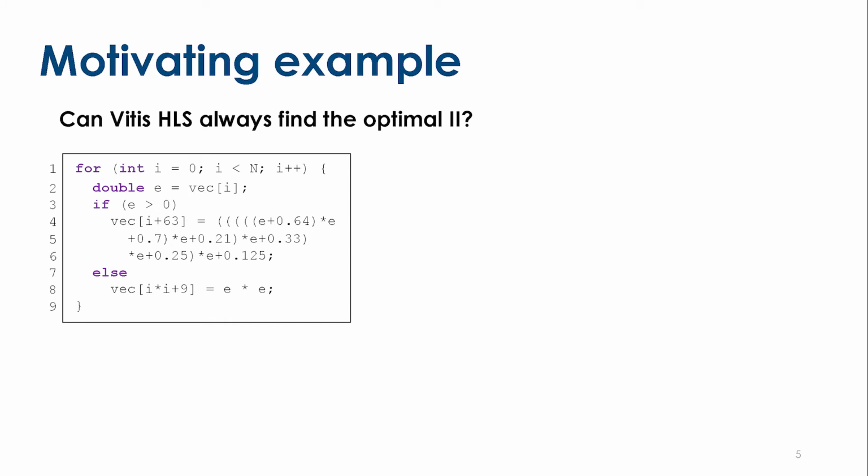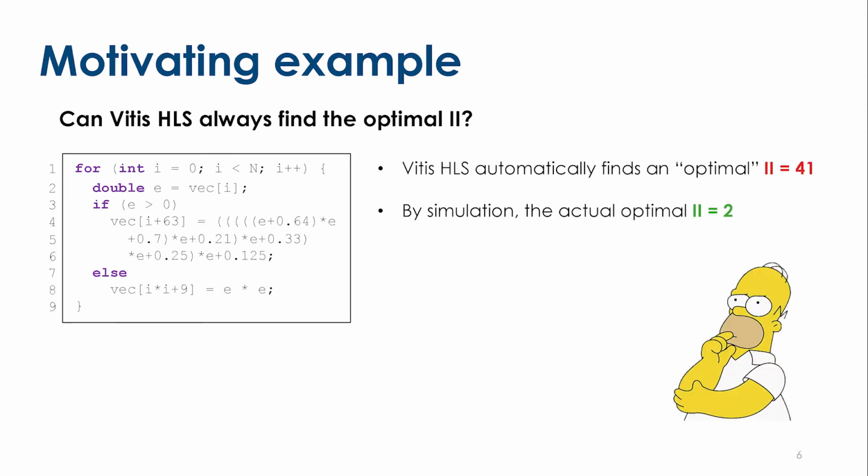Here we take Vitis HLS for example. The loop on the left that has an if condition is to be pipelined. The content of the code is not important, and I will explain it later. Interestingly, we found that when we try to pipeline the loop, the minimum II found by Vitis HLS is 41. However, if we force to pipeline this loop with an II of 2, the results are still correct. Well, this is very interesting. 41 and 2. That's a big difference in performance. Why can't Vitis HLS find it?